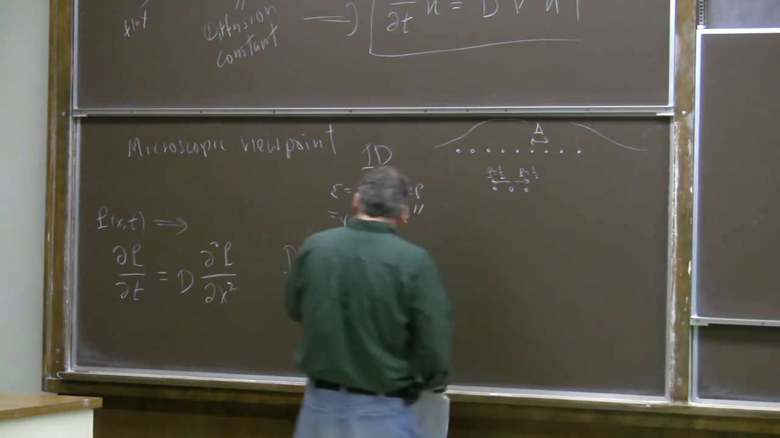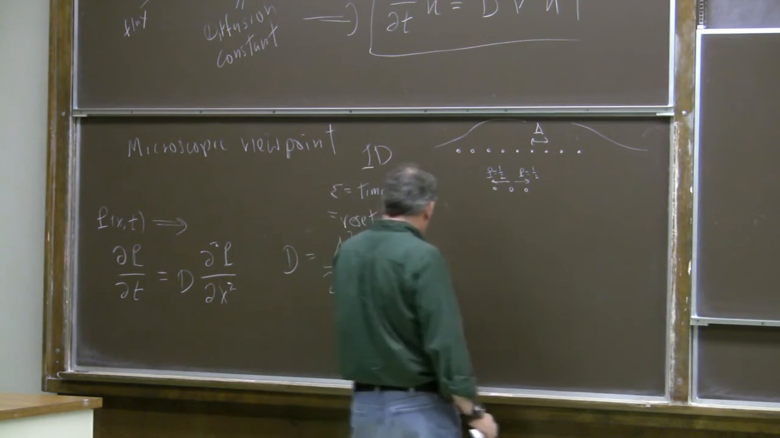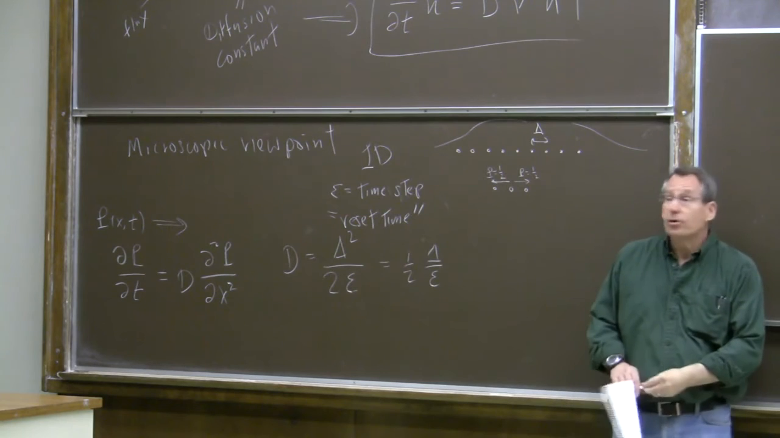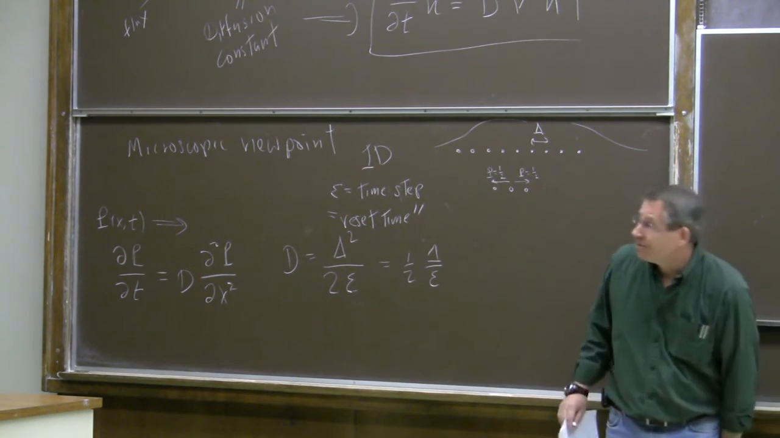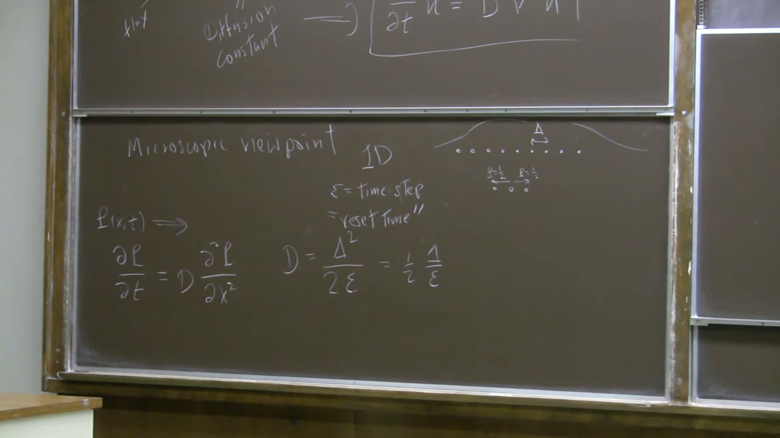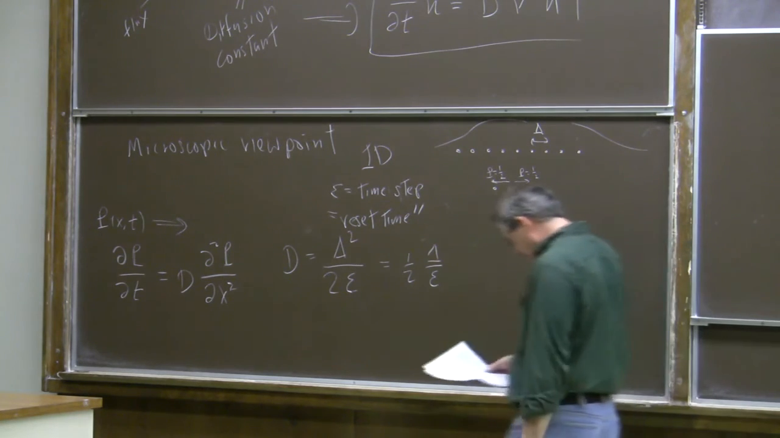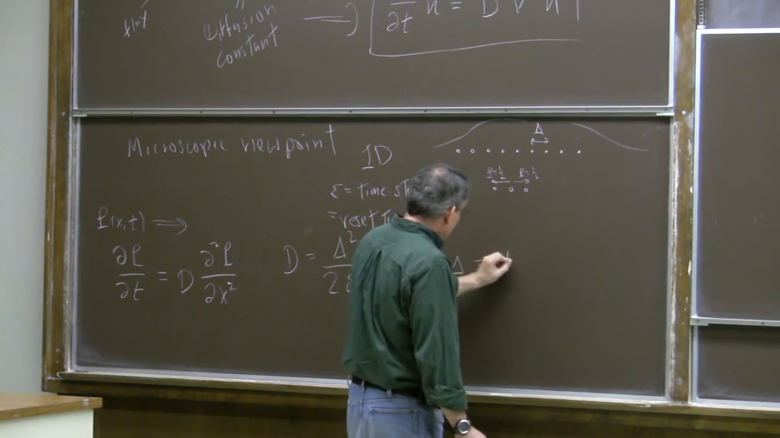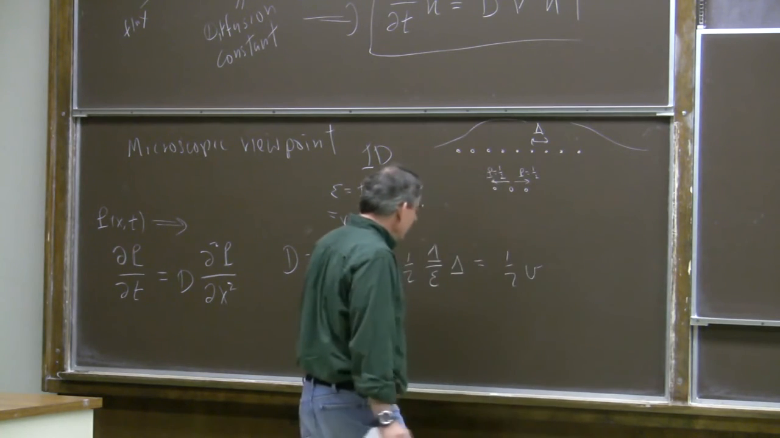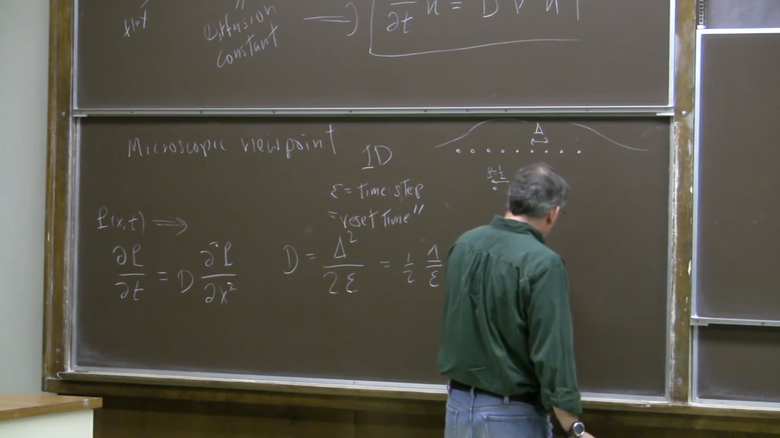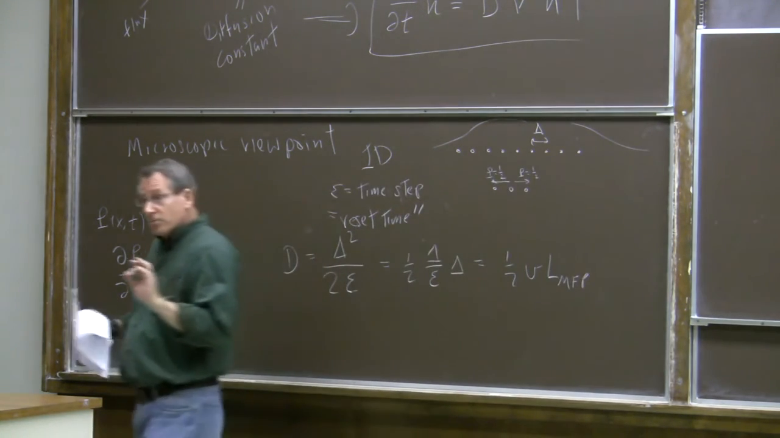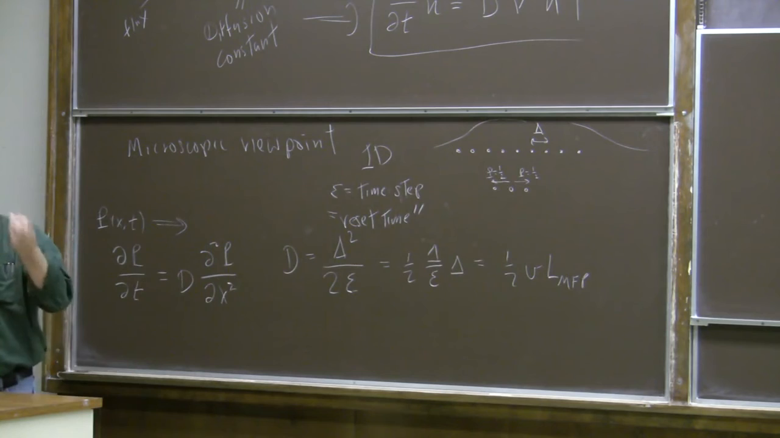And if you like, you can think of this as being 1/2 times a speed of motion. The particle hops left or right by distance delta in the time epsilon, so it moves at a speed delta over epsilon, times a characteristic mean free path. So v is the speed, and you can think of delta as the mean free path. In other words, it's the distance the particle travels before getting its direction of motion randomized.